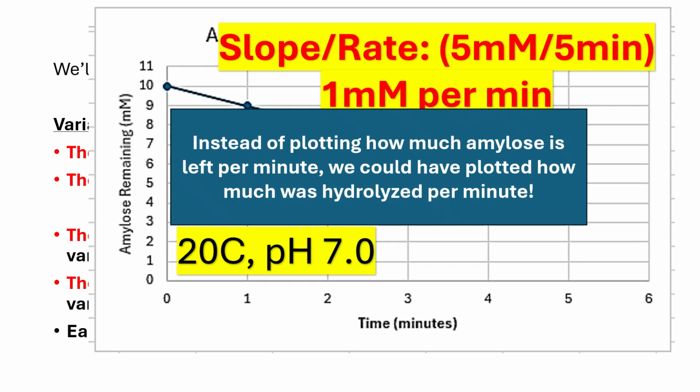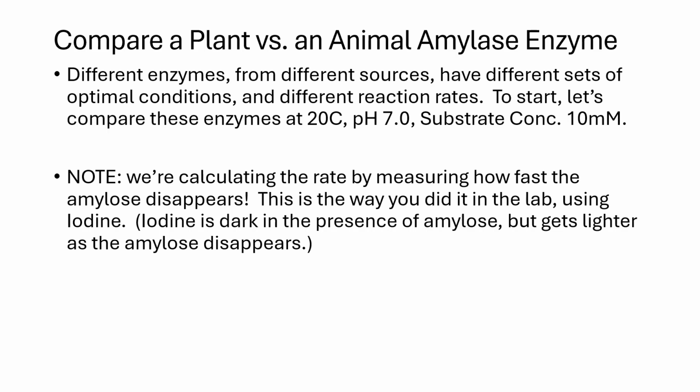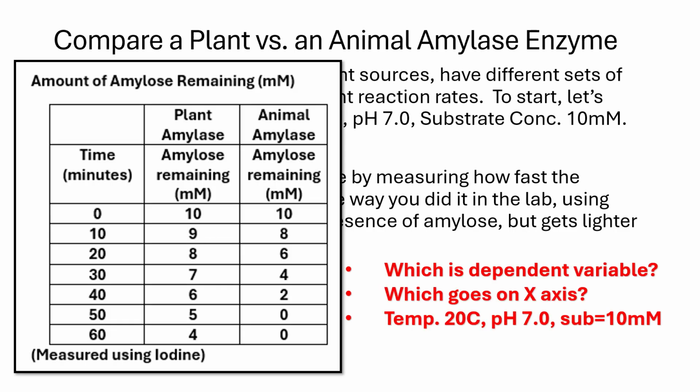That's more or less what you did in the lab. You did an experiment but usually that's what we would do. We would measure how much of the enzyme has been digested per minute. What is the digestion rate per minute? All right, so different enzymes from different sources have different sets of optimum conditions. We explained that already. So we're going to calculate how fast, and under what conditions, these two enzymes, a plant enzyme and a human enzyme, do their best work. Okay, so here we have a plant enzyme, a plant amylase, and an animal amylase.